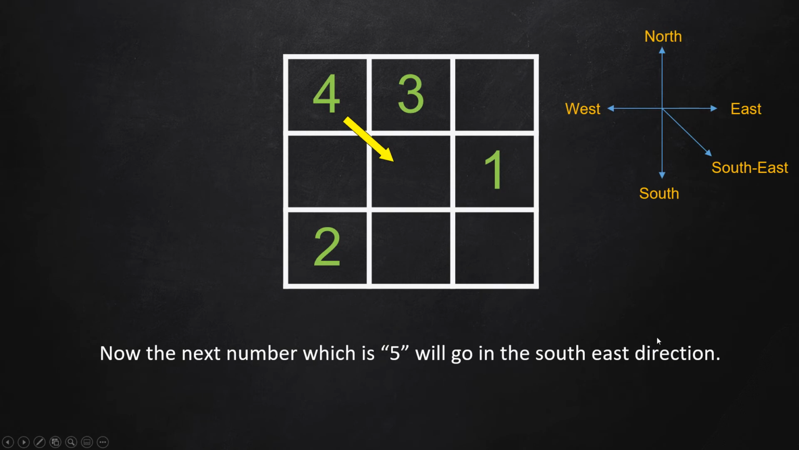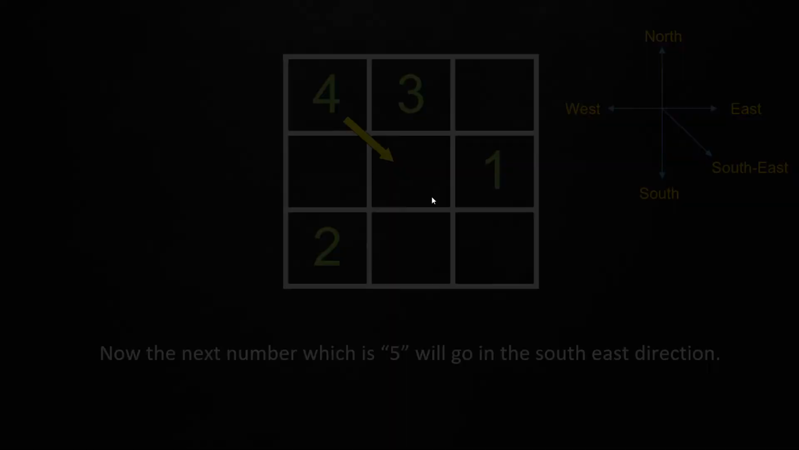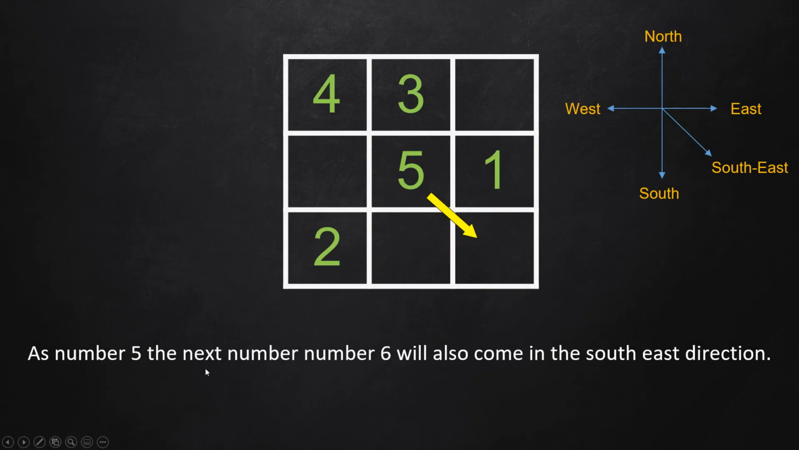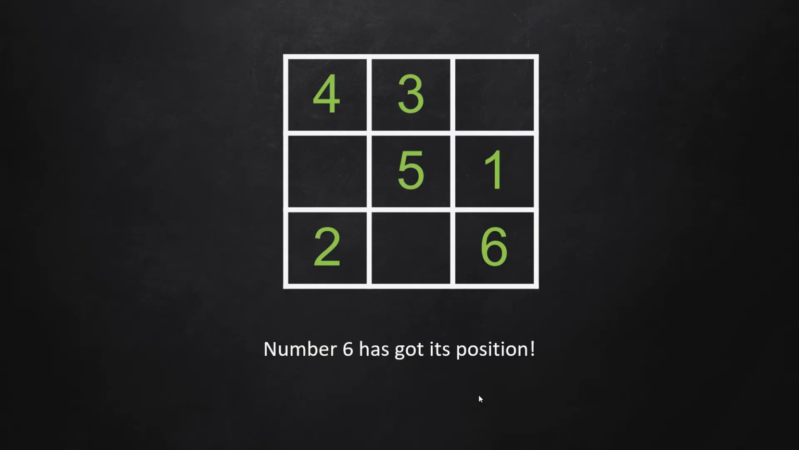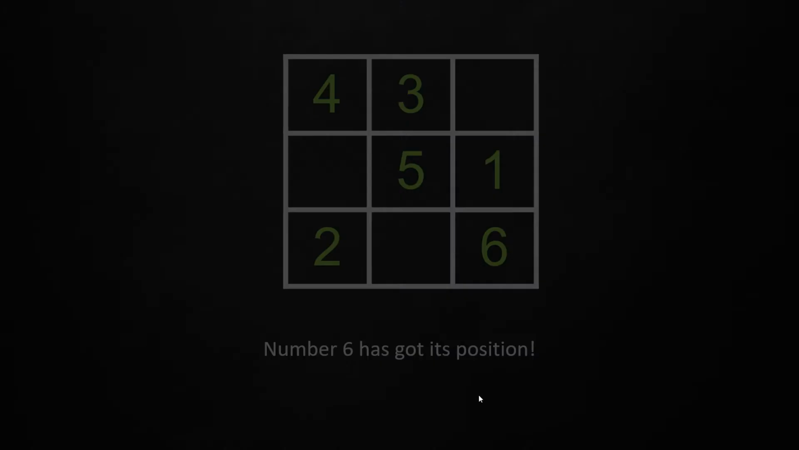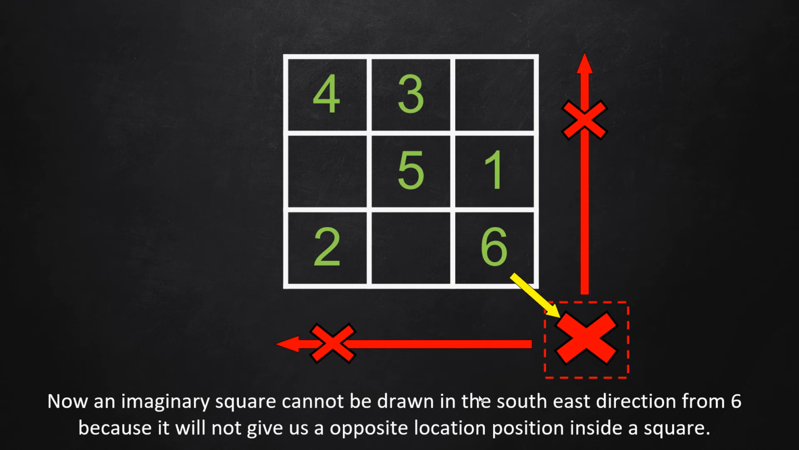Now the next number, which is 5, will go in the southeast direction, which is right here. As with number 5, the next number 6 will also come in the southeast direction. Number 6 has got its position. Now an imaginary square cannot be drawn in the southeastern direction from 6 because it will not give us the opposite location or position inside the square. It will go outside the square.